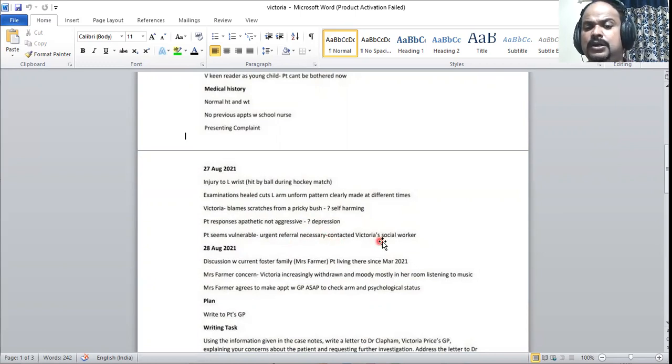She is to be referred to the social worker, because Miss Victoria doesn't have parents, or grandma, only a social worker. The role of the social worker is very crucial here. So they have to do something, a great role. They play a very vital role here.